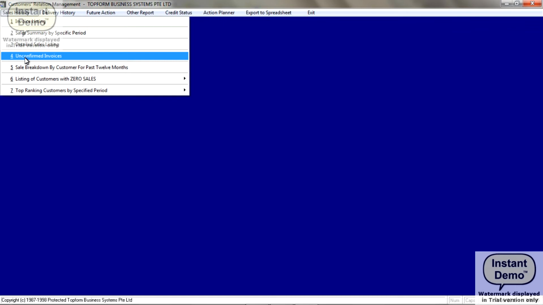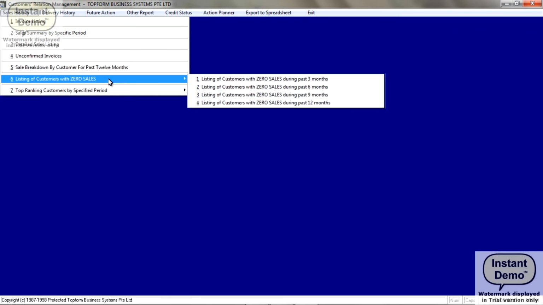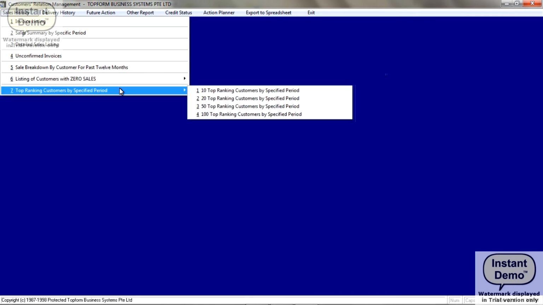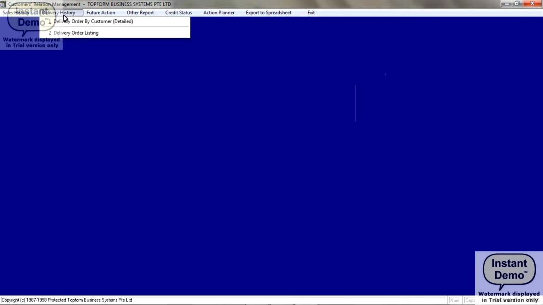You can even go further by looking at sales breakdown by customer for the past 12 months, listing of customers with 0 sales, and top-ranking customers by any specified period. You can also plan your delivery and get a feel of deliveries that have not taken place yet. This is again another area where you want to look for information because if delivery is outstanding, then it cannot be invoiced yet, which could explain why your sales for the month of June is 0.